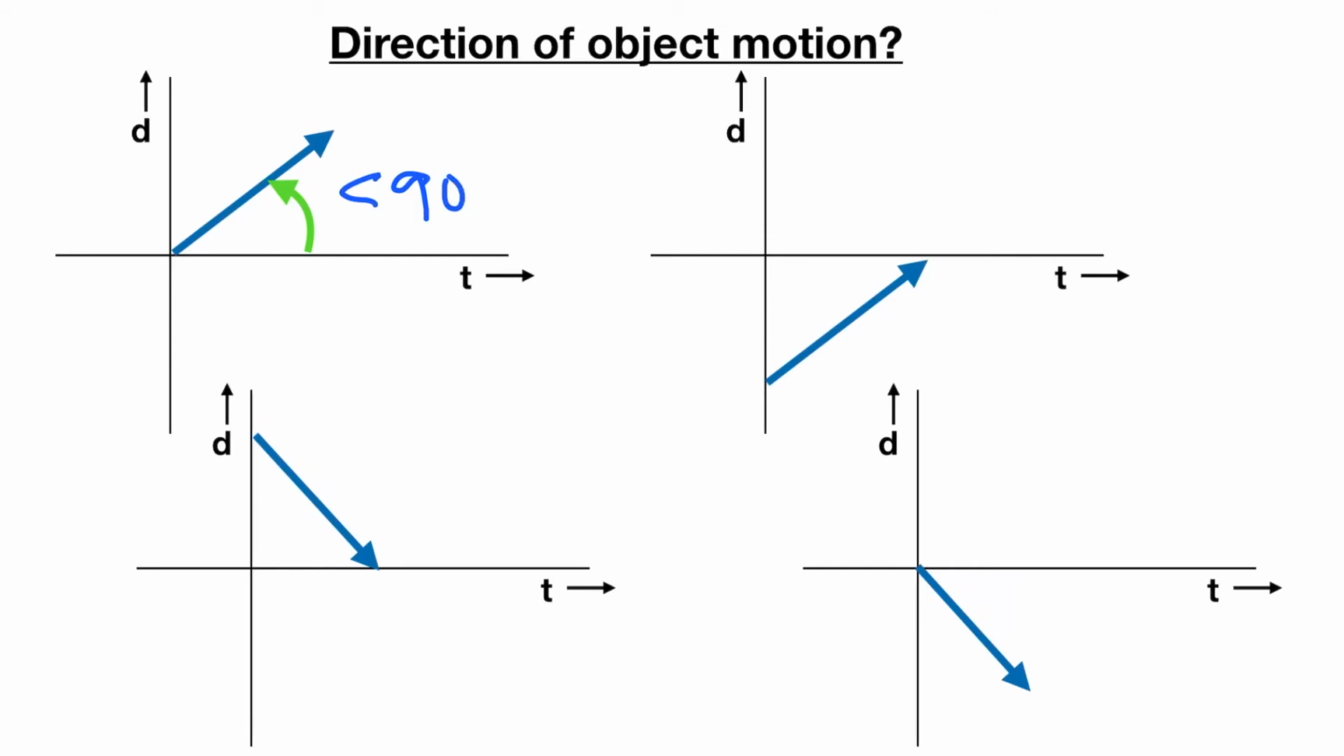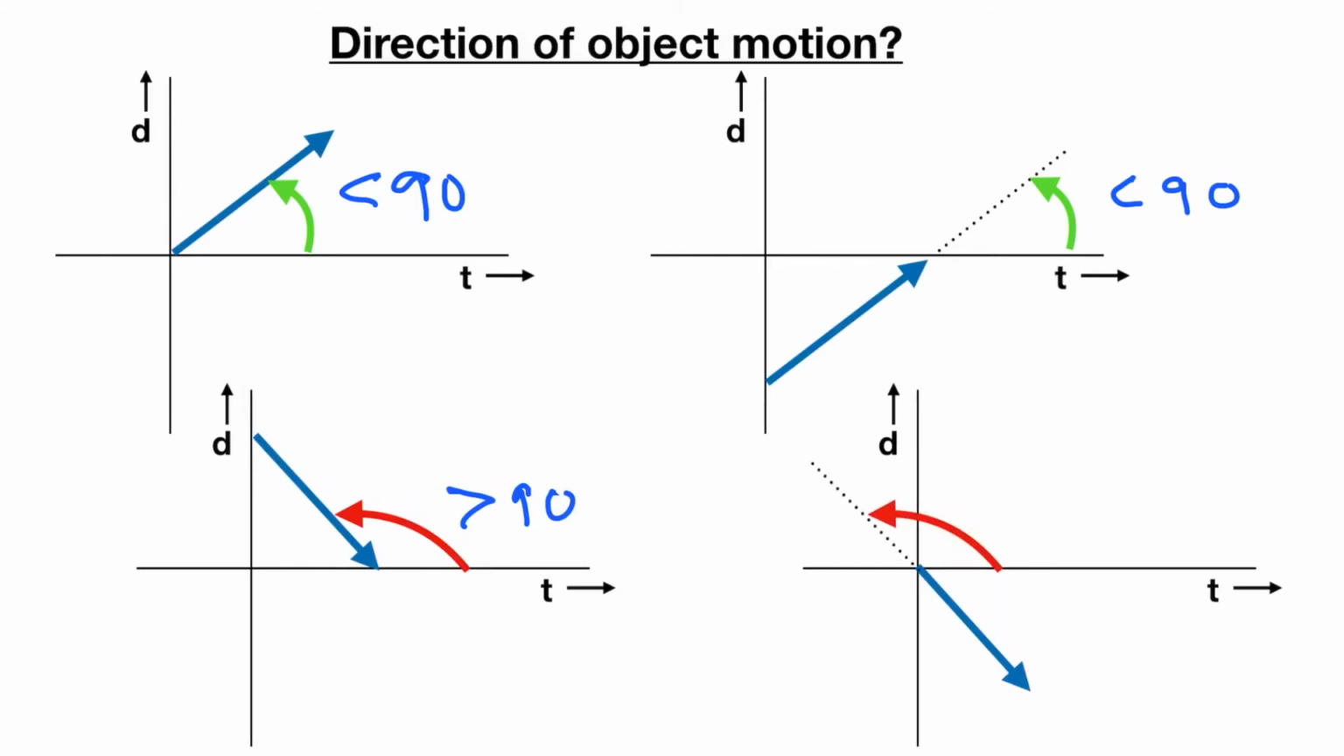In the second case, the angle is again less than 90 degrees, or if you say the line slants upward to the right, it's again a positive direction motion. In the third case, the angle made with the positive x direction is greater than 90 degrees here. So that means the motion is in the negative direction. And the same in the fourth case. Okay.